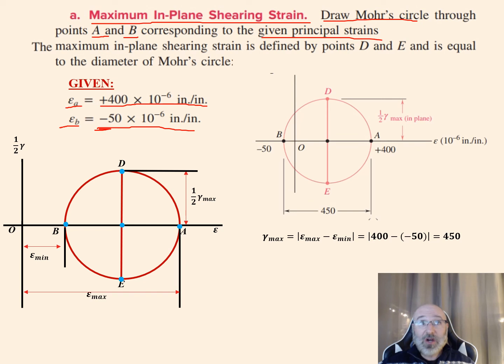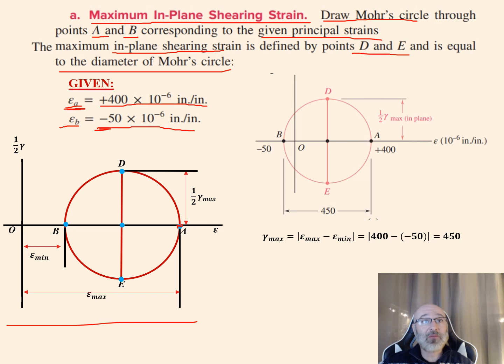So now from this here, our maximum in-plane shearing strain is going to be defined by the points D and E. And this is going to be equal to the diameter of Mohr's circle. So I've drawn out down here in the bottom left a generic Mohr's circle with everything labeled that we need for this problem. So we'll say, okay, there's our point A. Now our point A is going to correspond to our epsilon sub A, our given principal strain, which is 400 times 10 to the negative 6. So I can write that in. It's 400 right there.